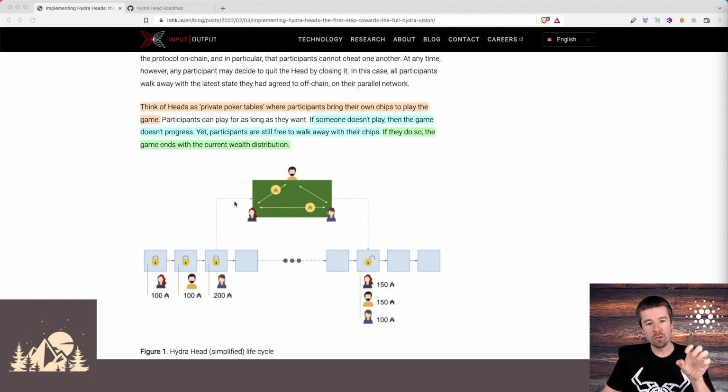But so our three people join this game, they play the game for some amount of time, and then when the game is over and they leave the game, they all walk away with potentially a new set of chips. We see Alice here has now gone from 100 to 150, Bob has gone from 100 to 150, and poor Susan went from 200 and lost 100 at the game.